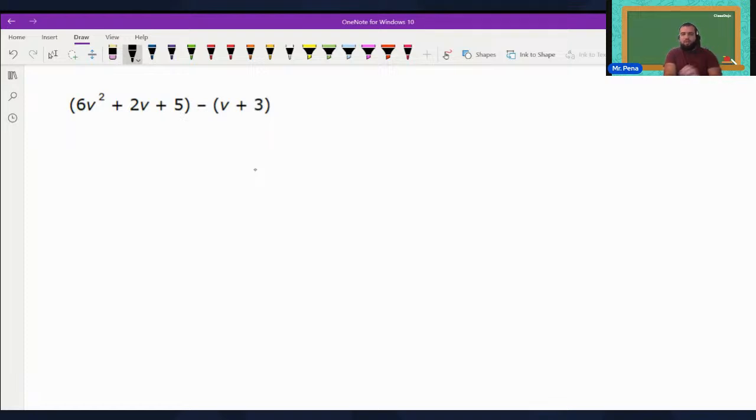So now here's the next problem. We have 6v squared plus 2v plus 5 minus v plus 3. I added a little space because I want to treat it as if there's a 1. I don't want to do anything in my head that doesn't make sense to you. Any questions for clarification, feel free to put them down in the chat. So we have 2v, negative 1v, 5, and 3.